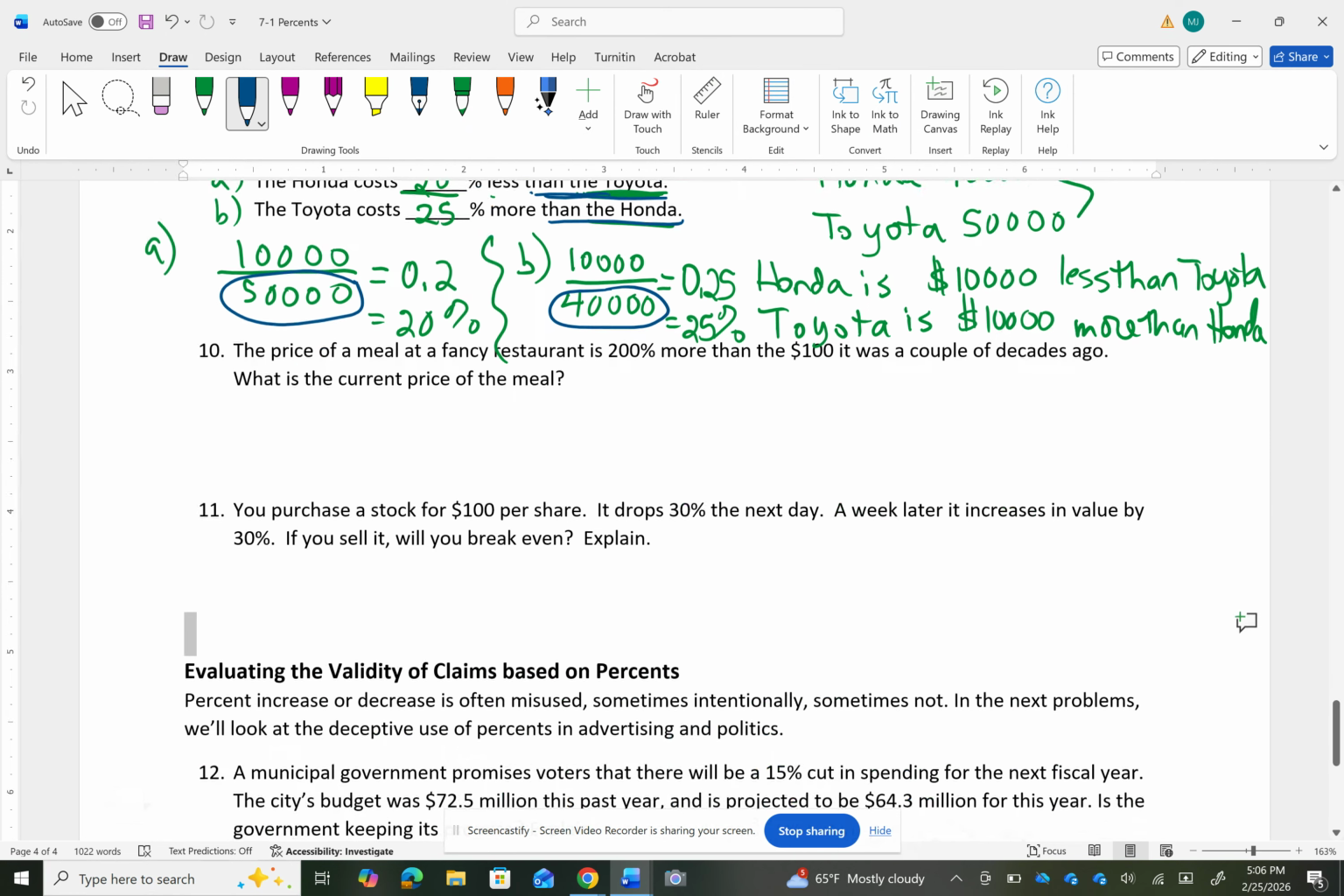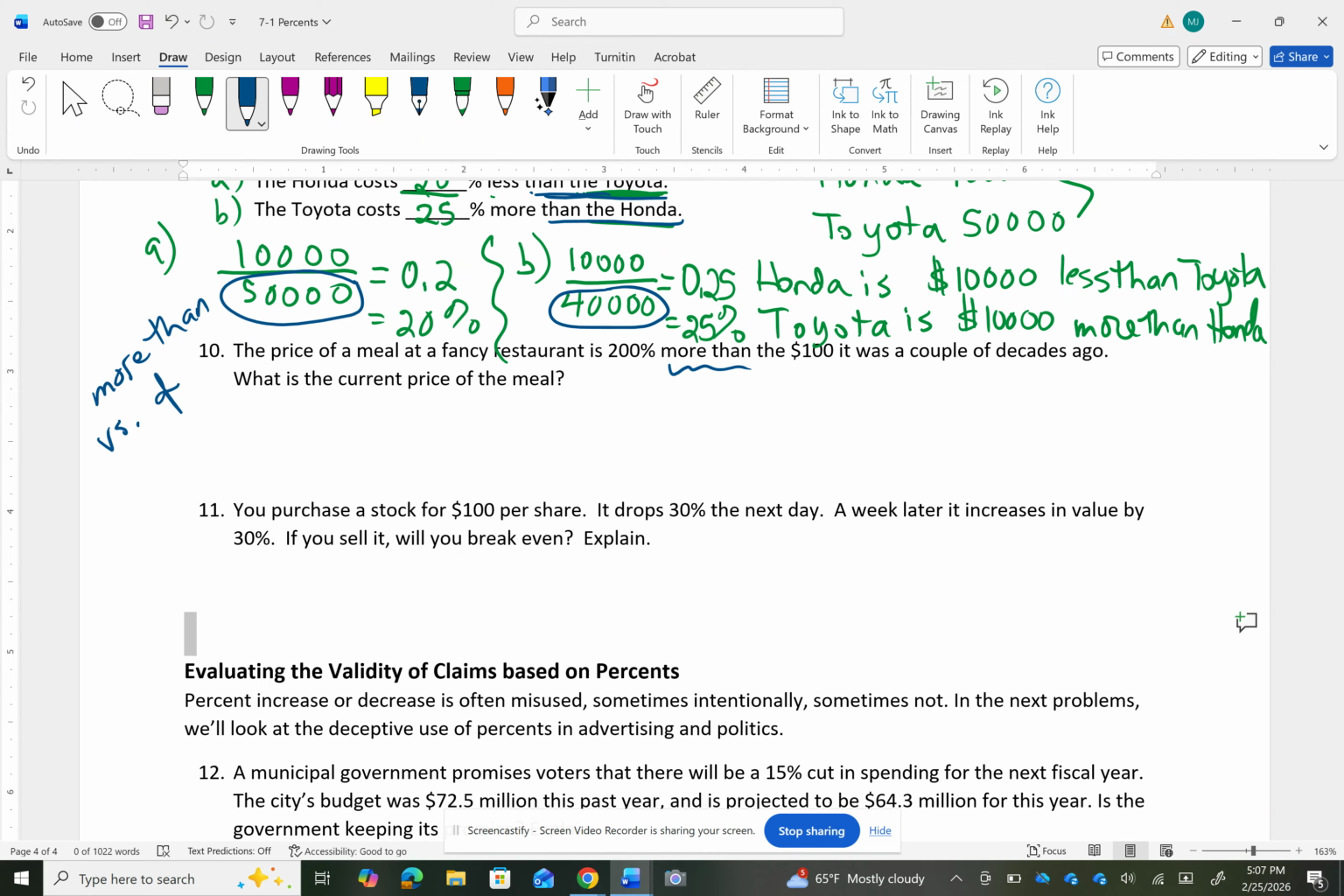All right, number 10 is another tricky situation. Here, what they're saying is that the current price of this meal at this fancy restaurant is 200% more than the $100 that it used to be. 200% more than. It's not saying it's 200% of the $100. So that's the point of this problem, is careful reading. If it's "more than" versus "of."